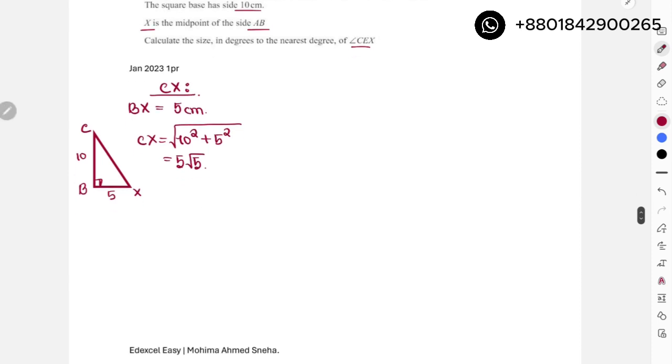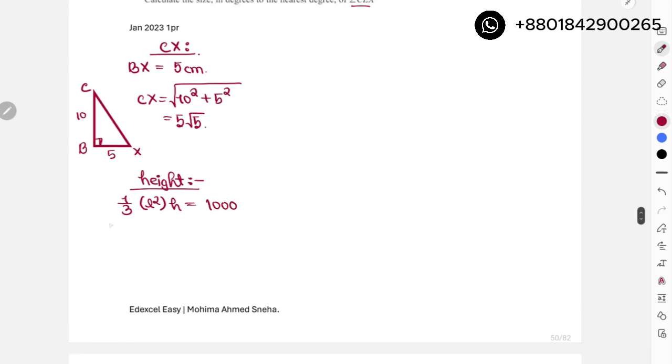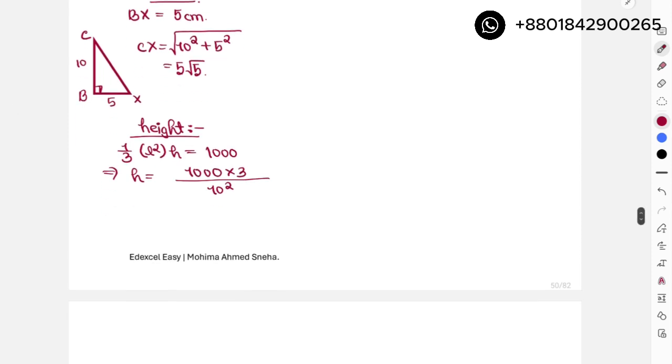So we are going to use that idea to calculate the height. I'm going to write 1/3 times base area, which is length squared, times height, equals 1000. That was given in the question, by the way. Height is unknown, length is 10. So I can write, okay, this is 1000 multiplied by 3, over 10 squared. From there you get 1000 times 3 over 100, which leaves you with 30. So the height of this pyramid is 30 centimeters. So we got the value for the height.